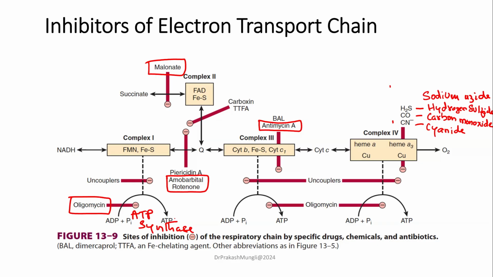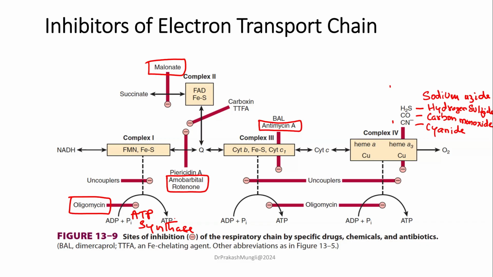Uncouplers, I'll give examples in the later slides. They're shown uncoupling oxidation from phosphorylation. In the figure, they separate the oxidation on top and the phosphorylation that is shown down here in the bottom. They uncouple both of them. Those are uncouplers.